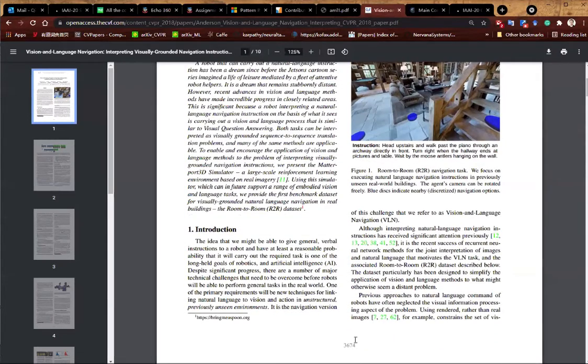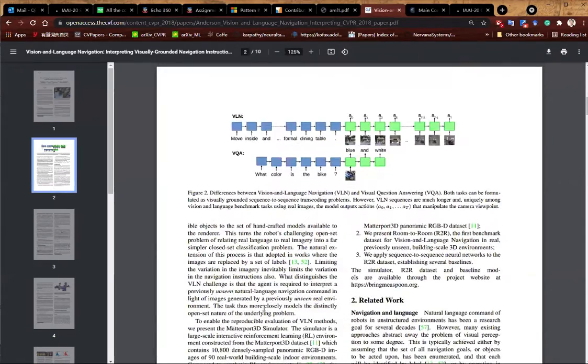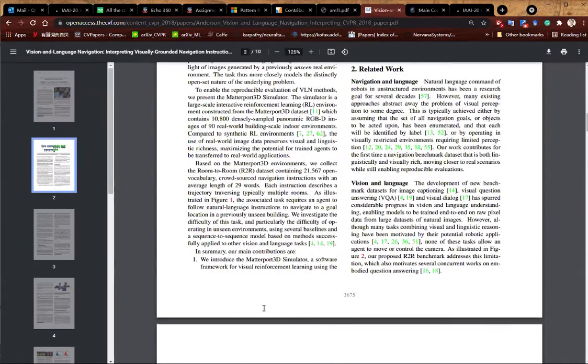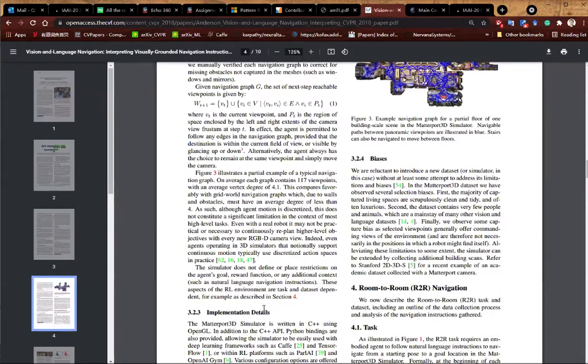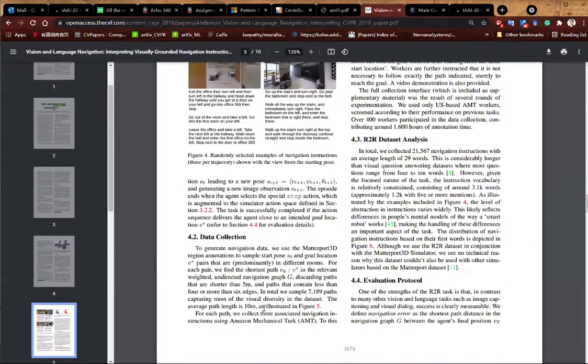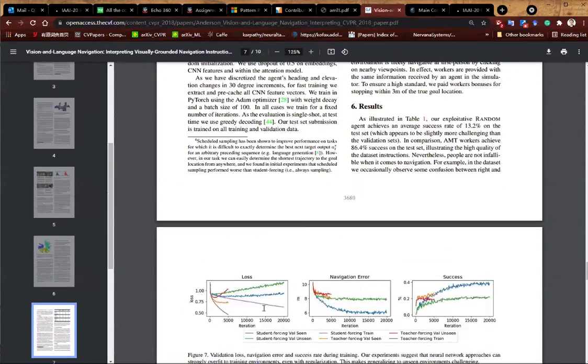So we propose a data set, which we call the Room-to-Room data set, which can be downloaded from here. This is the website we built. You can download the data set from here, and we also provide starter code and the simulator. We provide some simple methods and the evaluation. That's the ideal project.